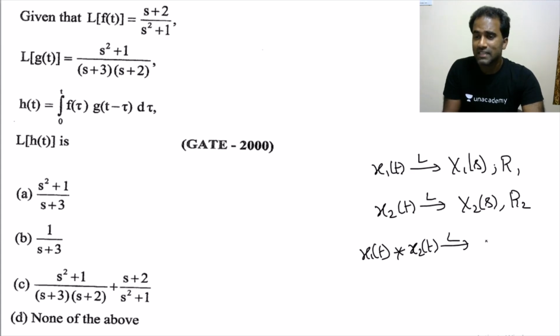So when two signals are convolved in the time domain, what happens in Laplace is that the corresponding Laplace transforms, the Laplace transform of x1 of t and the Laplace transform of x2 of t, get multiplied. And what happens to the ROC? The ROC becomes the intersection of the individual ROCs, because the poles in X1 of s and the poles in X2 of s are both present in this final Laplace transform.